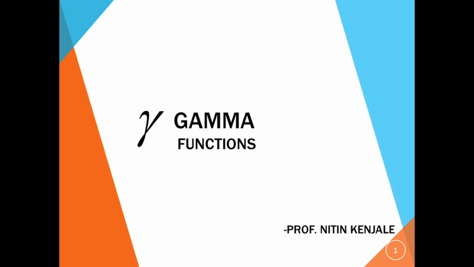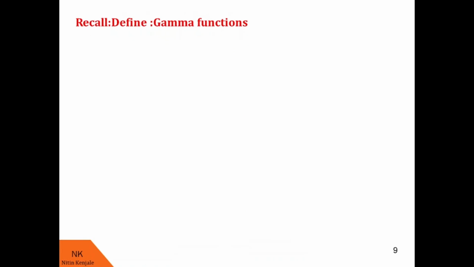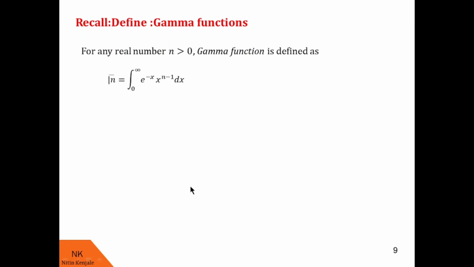Before that, let us recall the definition of gamma functions. For any real number n greater than 0, gamma of n is defined as the integral of e raised to minus x into x raised to n minus 1 dx over the limit 0 to infinity. I hope you remember this definition. Now using this definition, we will solve some of the integrals. Let us see those examples.